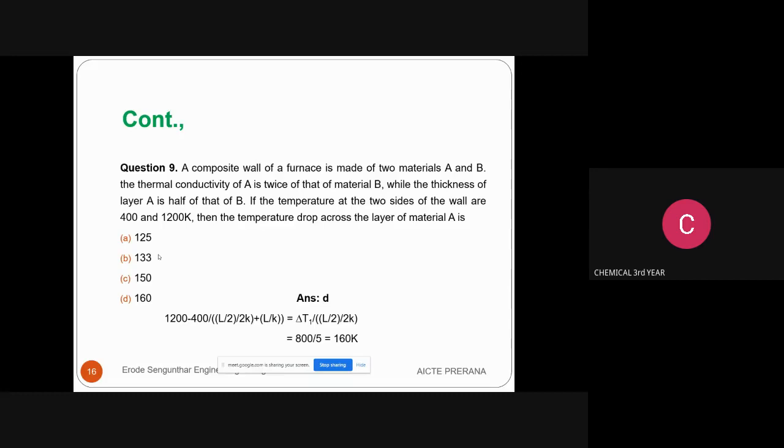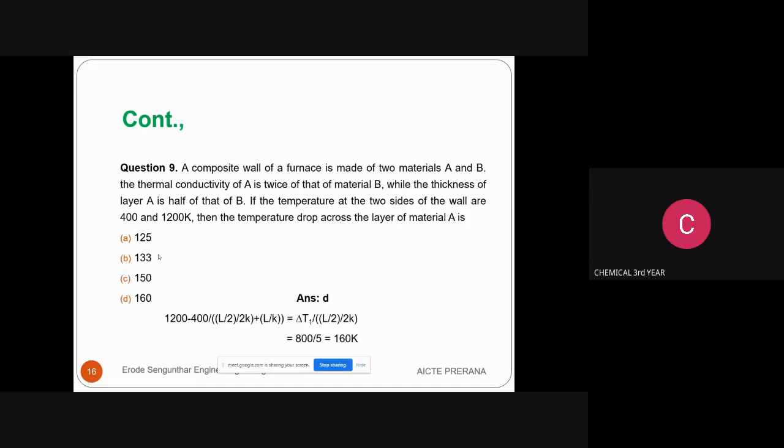A composite wall of a furnace is made of two materials, A and B. We have two materials, composite wall. The thermal conductivity of A is twice that of the thermal conductivity of B. So K of A is 2K of B, while the thickness of layer A is half of B. The thickness of A, X, is 1 by 2 of XB.